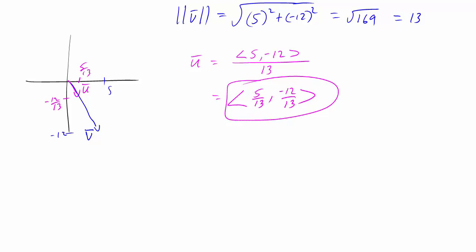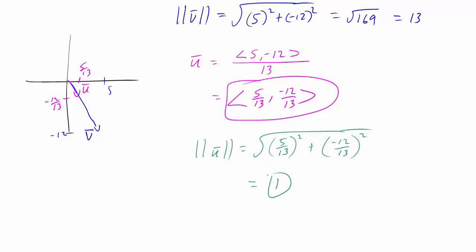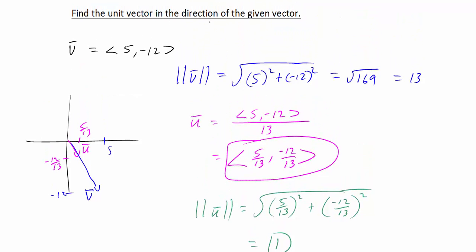And we can verify that. If we wanted to find the magnitude of this unit vector, it would be the square root of 5/13 squared plus negative 12/13 squared. If you enter this into the calculator, you're going to find it certainly equals 1. So we have accomplished what we were asked. We found the unit vector that goes in the direction of 5, negative 12. This vector is going in the same direction, but it only has a length of 1.